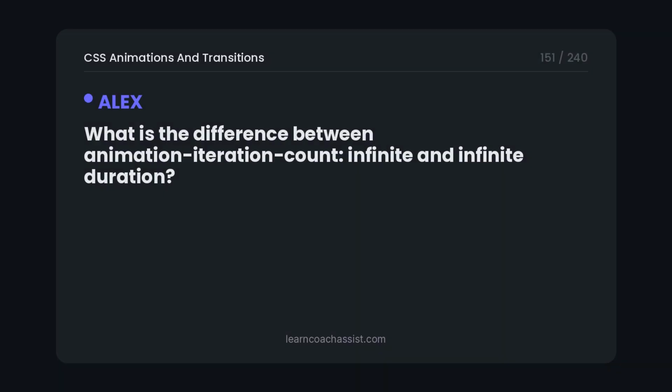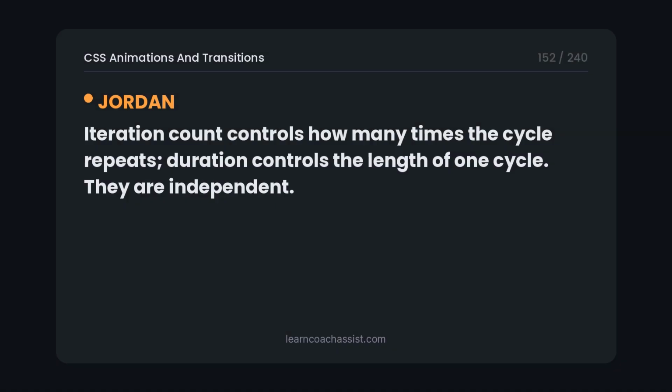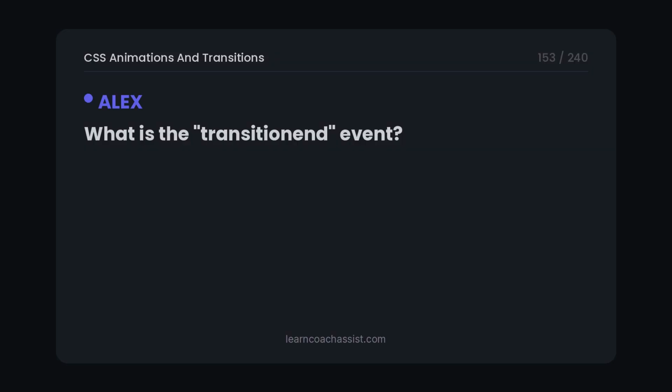What is the difference between animation-iteration-count: infinite and animation-duration? Iteration count controls how many times the cycle repeats, duration controls the length of one cycle. They are independent.